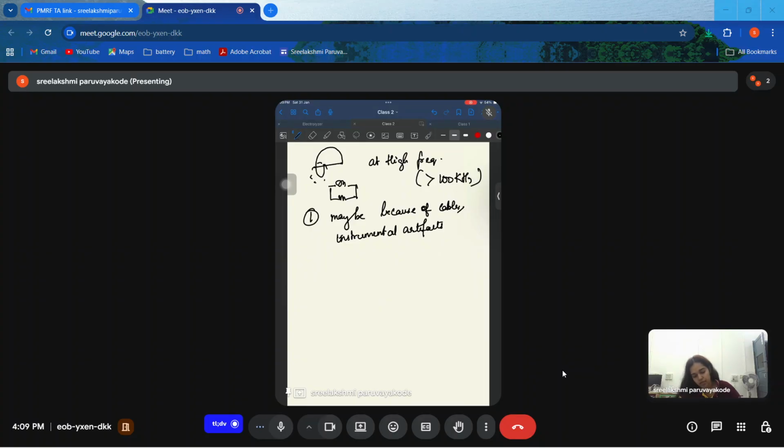So the equipment cannot identify where it is coming from and it automatically gives the inductance. So how to overcome this? In order to overcome this, we can use short cables so that the effect from the cables becomes negligible.